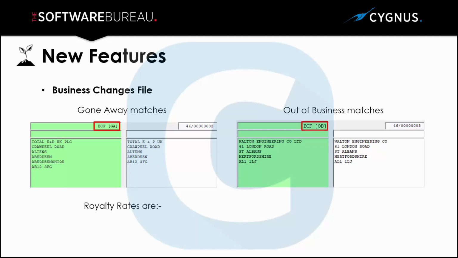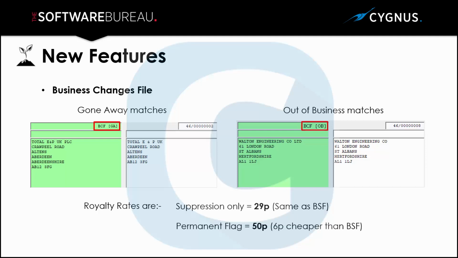The royalty rates for BCF are 29 pence per suppression, and that's the same as the business suppression file, and 50 pence for a permanent flag, which is 6 pence cheaper than the business suppression file. So if you want to talk to us about how you might put that above BSF in the hierarchy, so that's business changes file followed by the business suppression file, then get in touch with support.